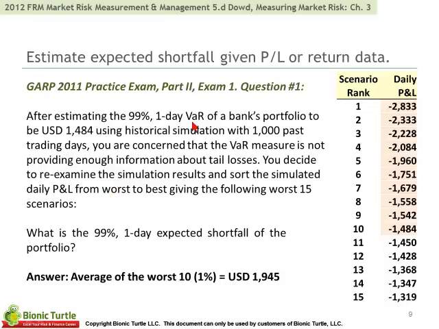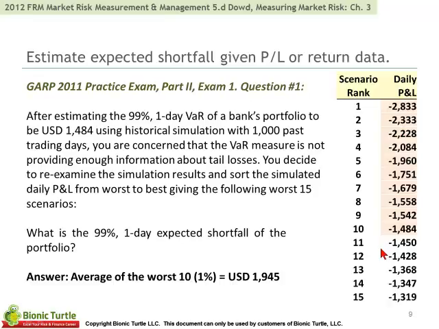After estimating the 99% one-day VAR of a bank's portfolio to be $1,484 using historical simulation with 1,000 of the past trading days, you are concerned that the VAR measure is not providing enough information about tail losses. You decide to re-examine the simulation results and sort the simulated daily P&L from worst to best, which gives the following worst 15 scenarios. So that's part of the question, is the exhibit here. So the question, so we had daily profit and loss, and then obviously been sorted from worst to best.